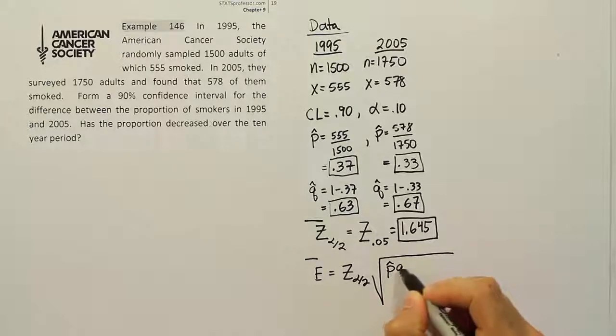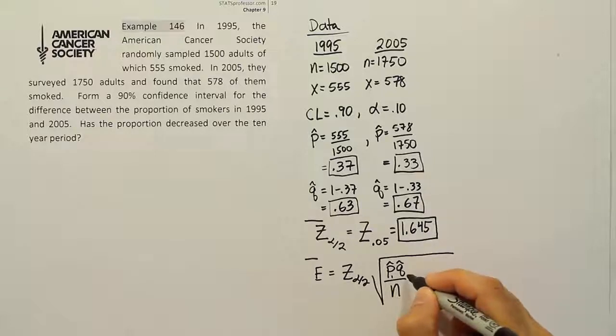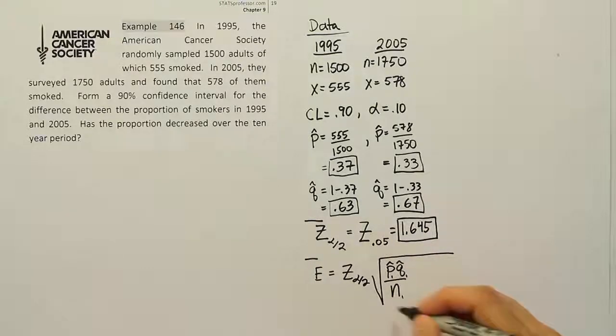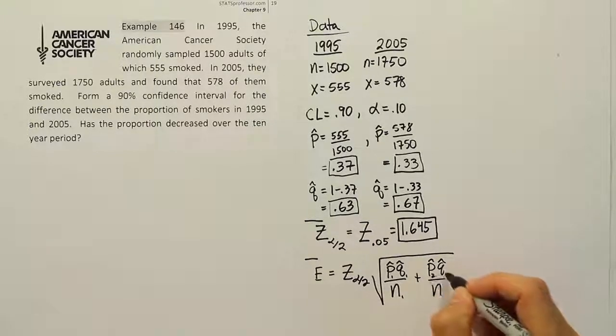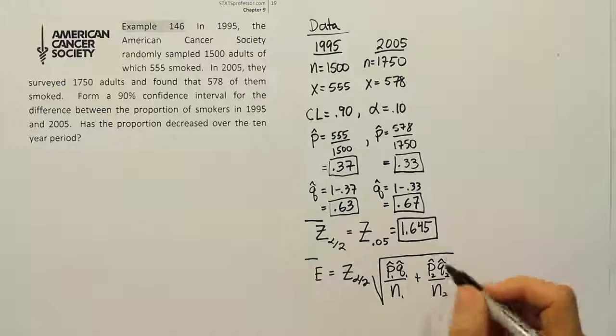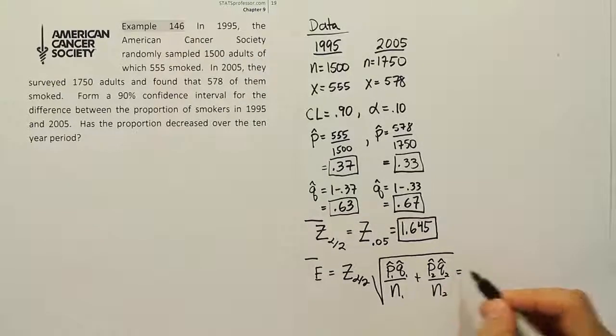It's p hat times q hat over n, but each one of these is 1, 1, 1. In other words, for the first group, 1995, for example, plus p hat q hat over n again, but this time it'll be 2, 2, 2, because it'll be the second group, or the 2005 group. All right, let's plug in these numbers and see what this comes out to be.